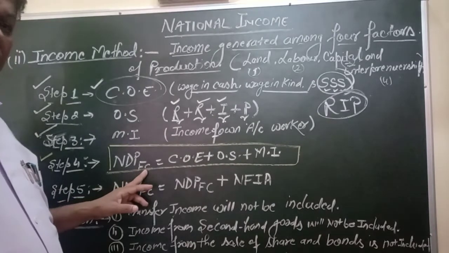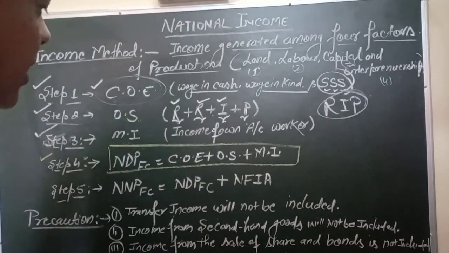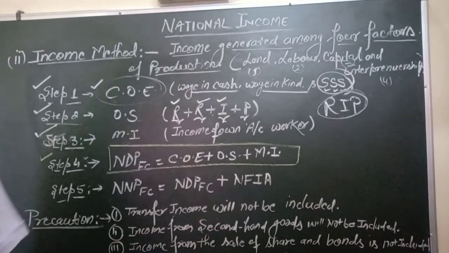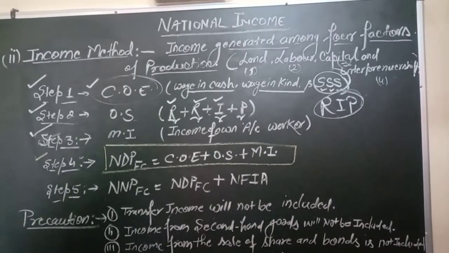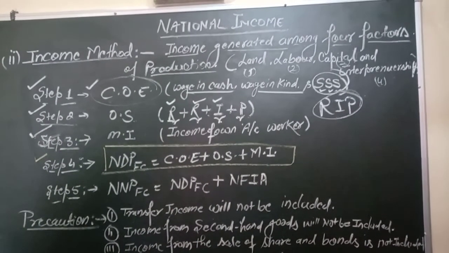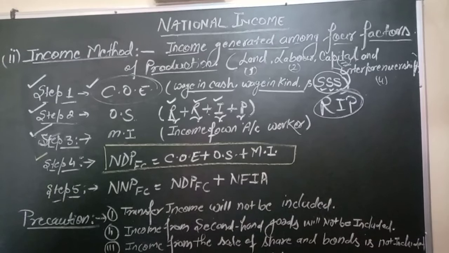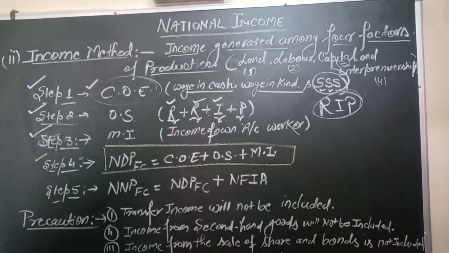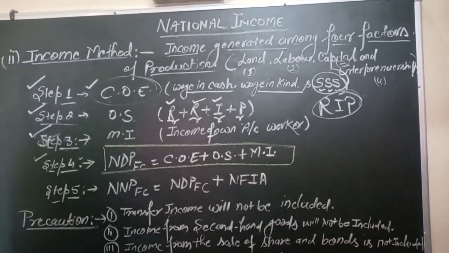NDP means what? In NDP, if we add all the first three steps, we get NDP. NDP is equal to COE plus OS, and then after that we have the MI. So this is the thing that we are going to add here.